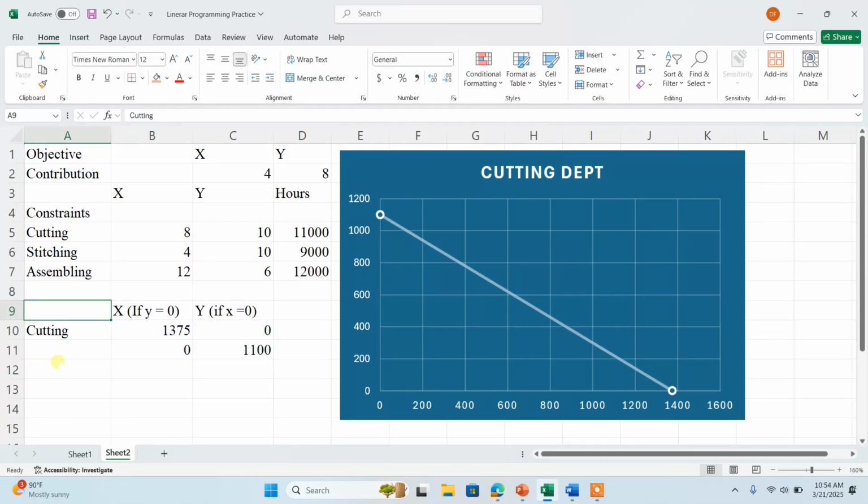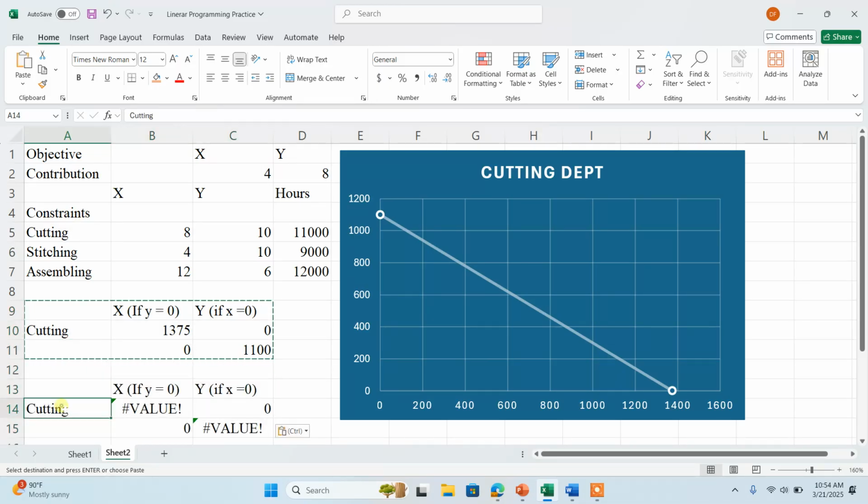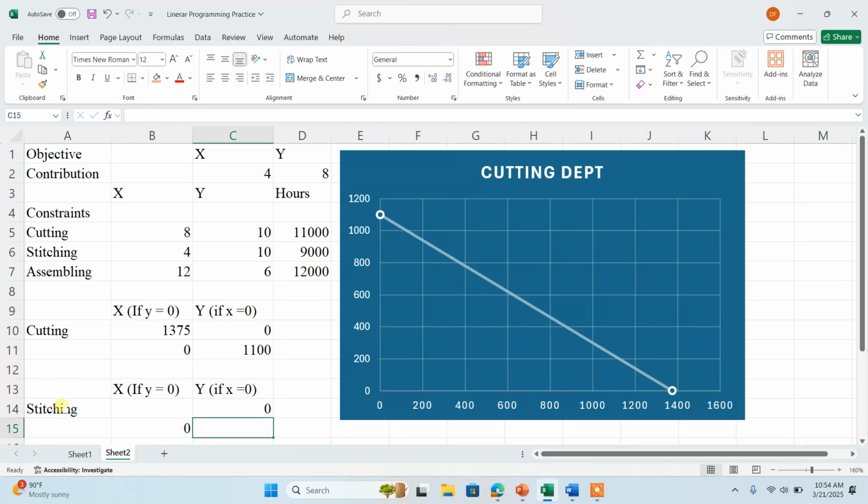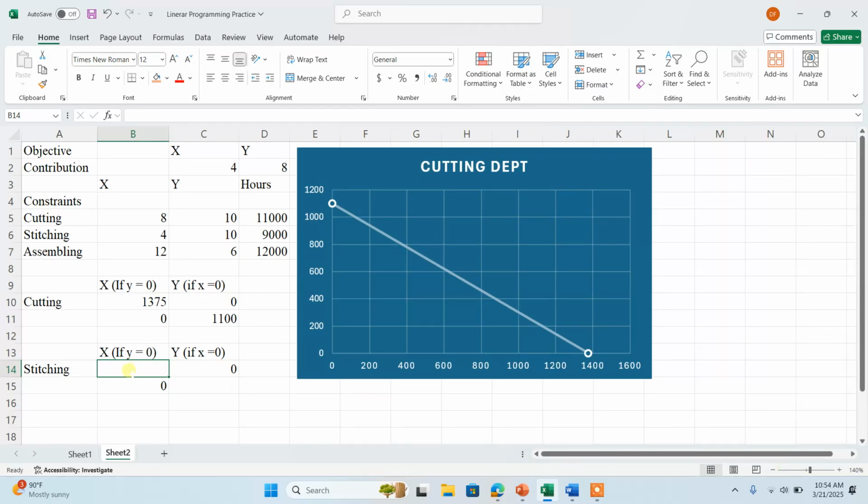Now let's check the capacity of the stitching department. Let me copy it here. So the stitching department. If I produce 0 units of the y, how much x maximum can I produce? In total I have 9,000 hours and one unit takes 4 hours. So maximum I can produce 2,250 units of x if I don't produce anything of the y. You can see y is 0 here.